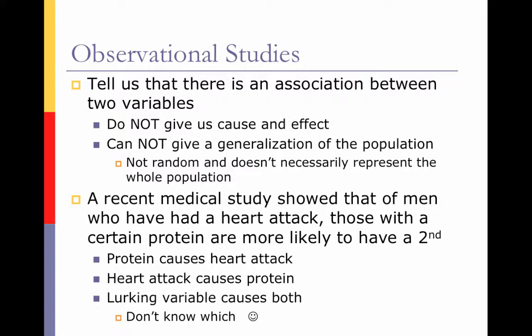For example, a recent medical study showed that of men who have had a heart attack, those with a certain protein are more likely to have a second. Now, there's a couple of different conclusions that we could try and leap to here. We could say, oh, this protein is going to cause the heart attack. Or we could say, oh, this heart attack is causing the protein, which then will lead to another heart attack. But we can't actually make that leap because there could be a lurking variable that causes both, and they could just be completely unrelated. We don't know what it is. We're just showing that there might be some association there.